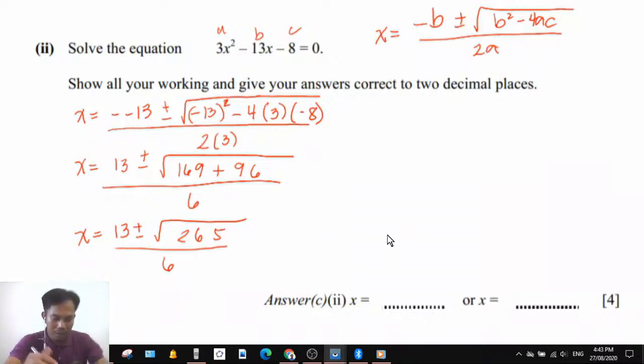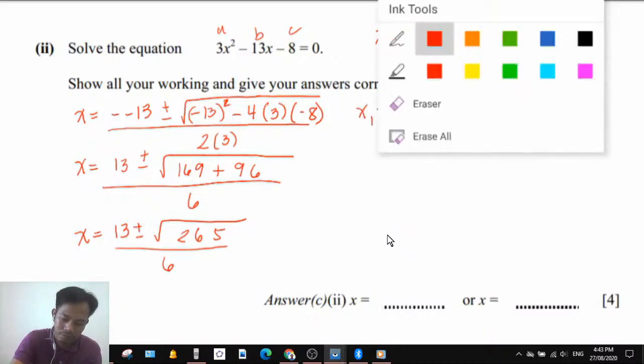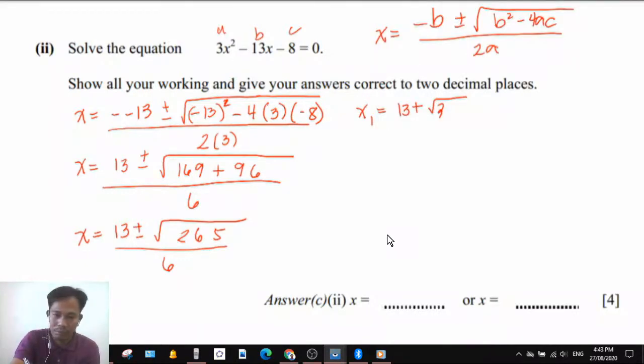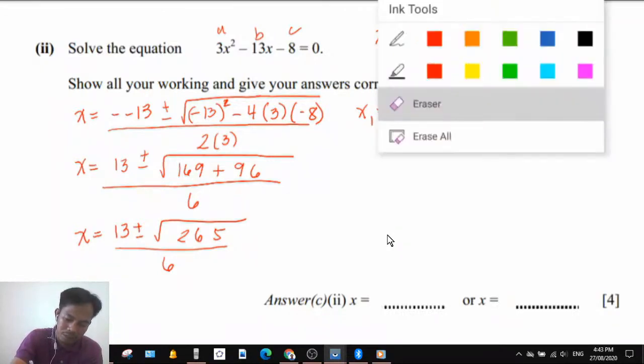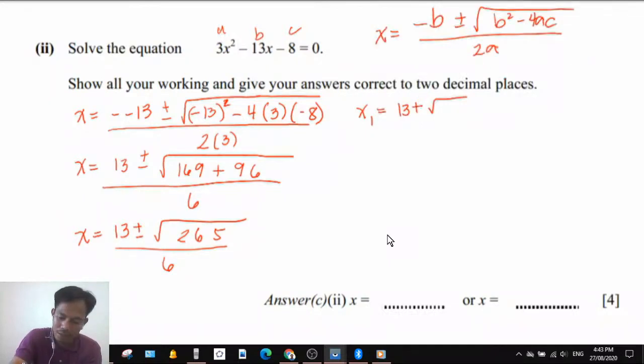So this will now have two solutions. First solution is 13 plus square root of 265 divided by 6, and the second solution is equivalent to 13 minus square root of 265 divided by 6.